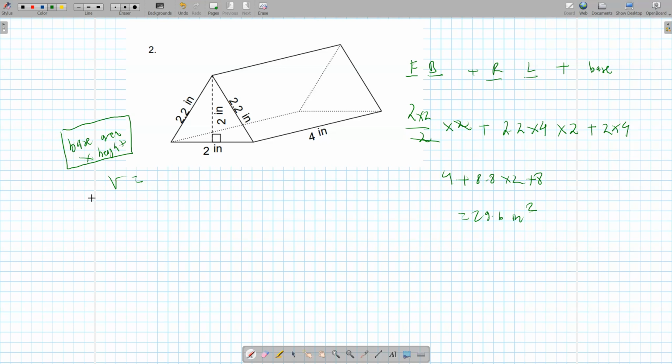The base is not 8. This is not the base because it does not repeat, does it? See the bottom face? It never repeats. But the front and the back face, that repeats, yeah? This face and this face repeat. So this shape is actually like something like this.